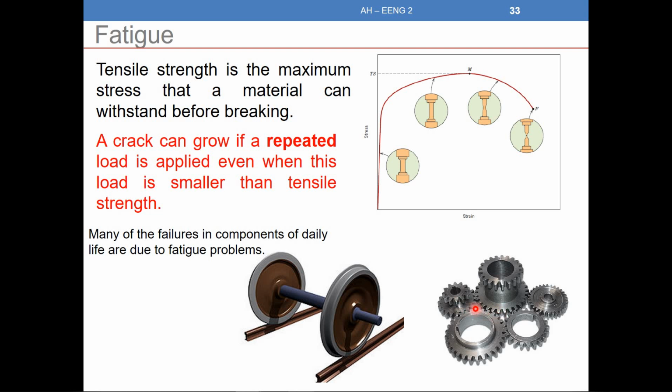Or a more practical example is the gears. When I have torque here and torque here, after one full round, at the same point, I will have a repeated stress. So repeated stresses are very frequent in our daily life. We have a lot of practical examples of fatigue problems.